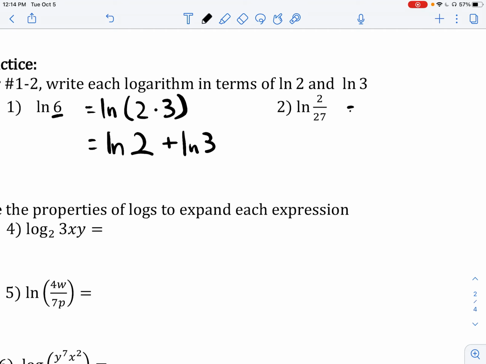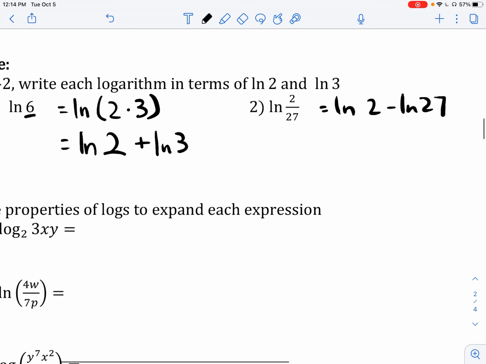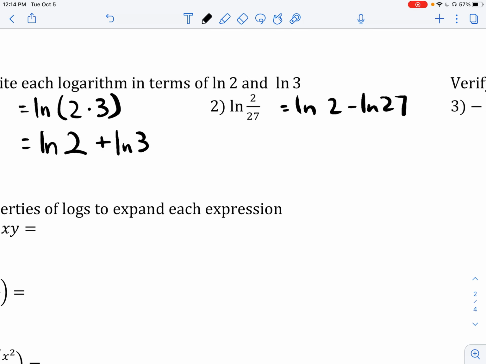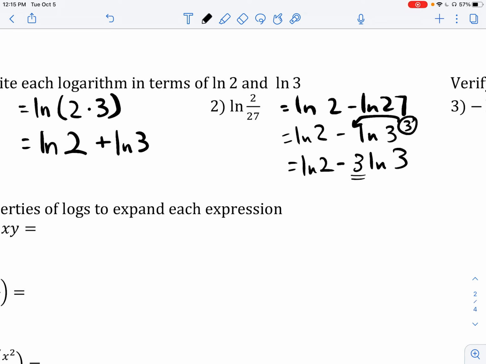Well, we know that this can be rewritten as natural log of 2 minus the natural log of 27. And then how would I rewrite that 27 in terms of 3? Well, this would be the natural log of 2 minus the natural log of 3 cubed. And again, using the power property, we can then rewrite this as natural log of 2 minus 3 natural log of 3. So whenever we're expanding, we're going to want to move our powers to the front and rewrite them as coefficients or factors. When we are condensing or writing it as a single logarithm, we're going to want to rewrite those factors as powers of our argument.